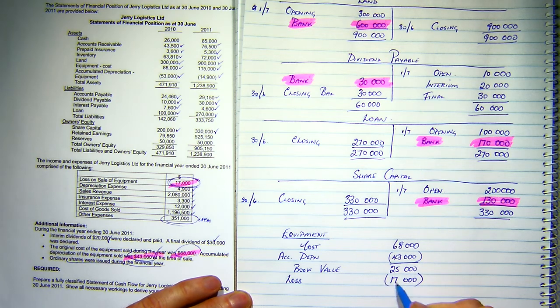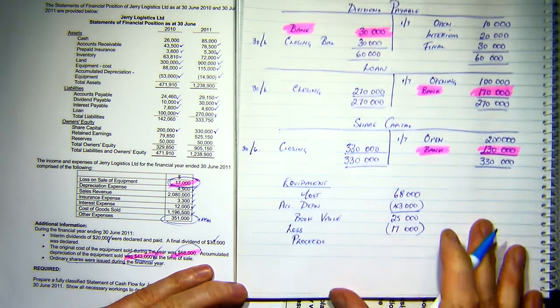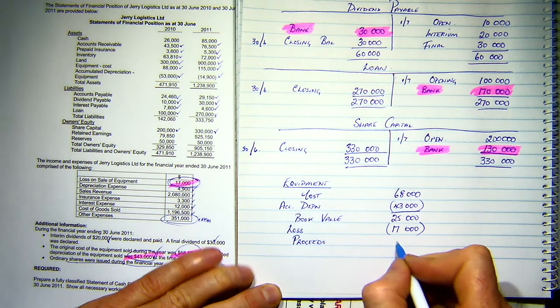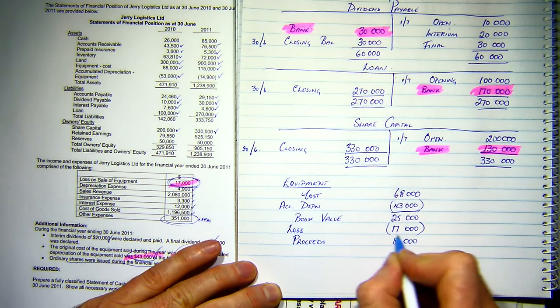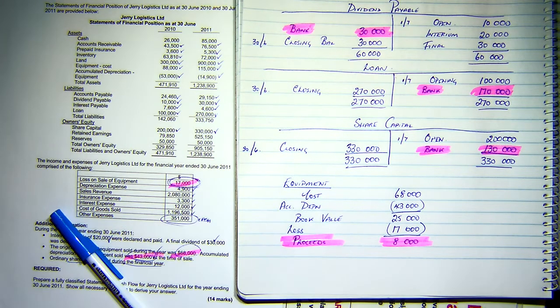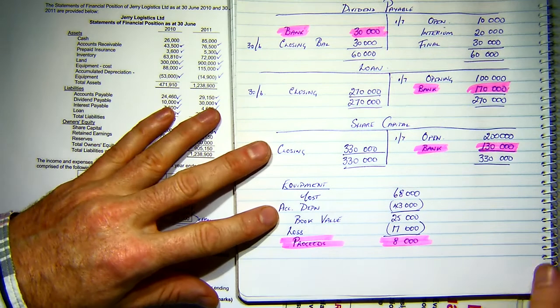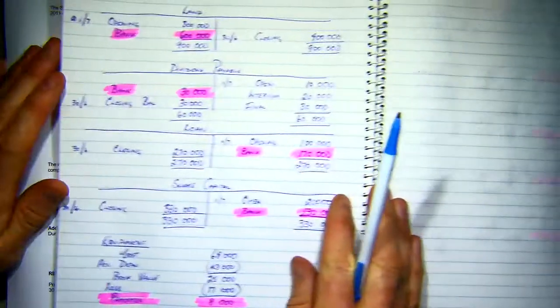So if we had a book value of 25 and we made a loss of 17, that must mean my proceeds must have been the difference, which was 8,000. So my proceeds on sale of equipment is 8,000. Now they're the bits of information that I need to include. Now I'd already rebuilt my cash flow statement, and now I'm just looking to put all my highlighted amounts into my cash flow statement. So let's go ahead and do that.